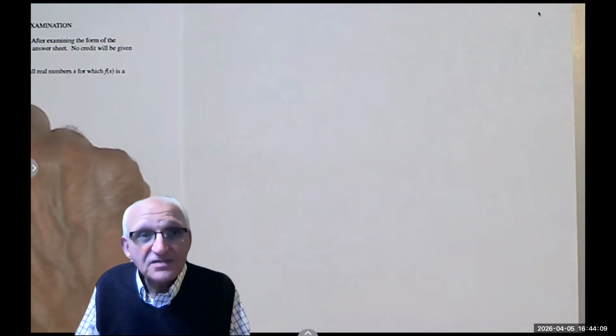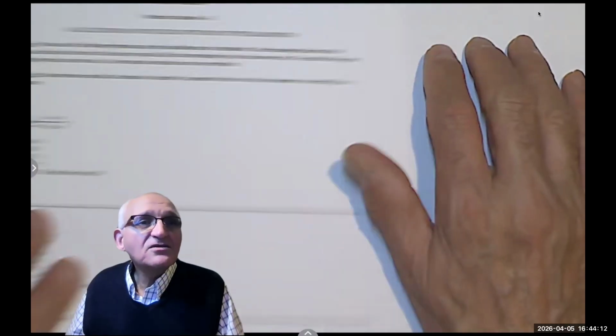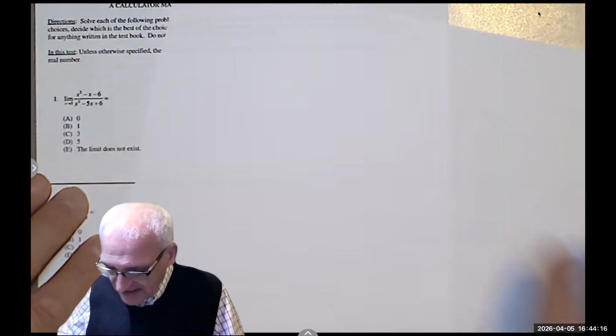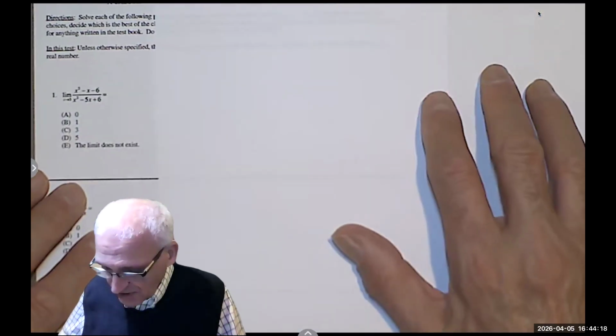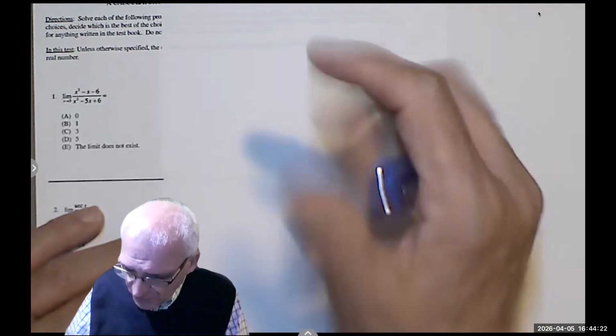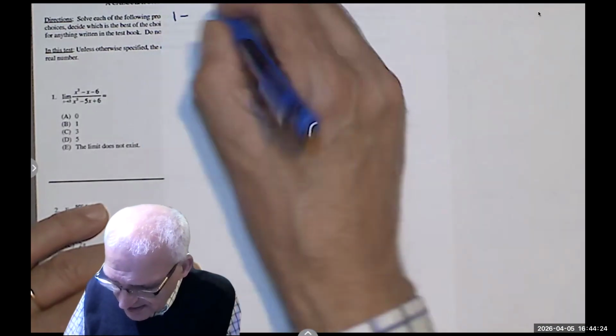So the first section, as we said, is 28 questions, 55 minutes. I enlarged it so you can see it. I don't know if it's clear on the screen or not. I'm going to read it anyway. So let's start with question number one. Question number one is a limit question.